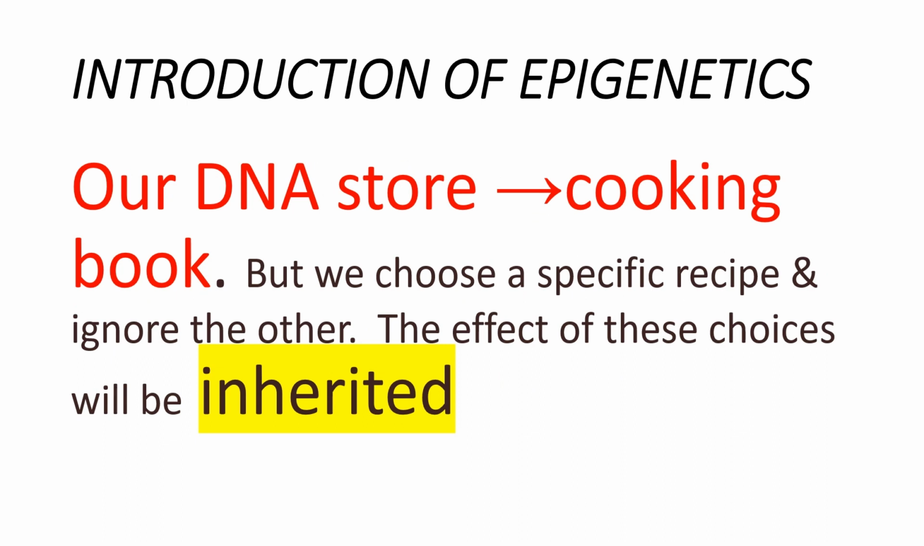Our DNA works like a cooking book with all types of meals available for use, but we choose to take a specific recipe and ignore the others. How? Just by choosing a healthy lifestyle, starting from eating plenty of greens, healthy eating, exercise, and thinking positively. Also, we have to avoid pollution, smoking, and drugs. The effect of these choices on the functions of our genes will be inherited, affecting our generations.